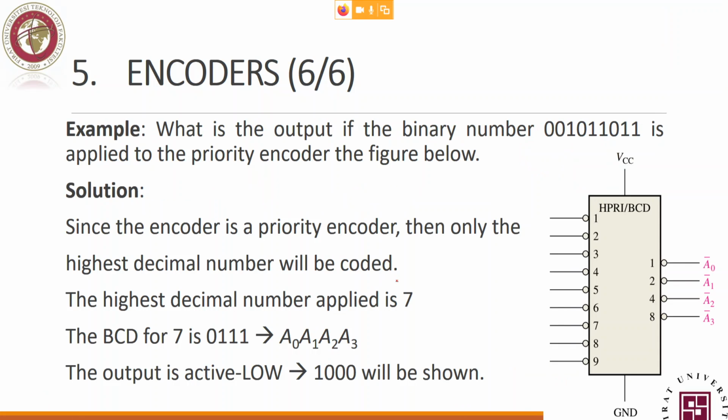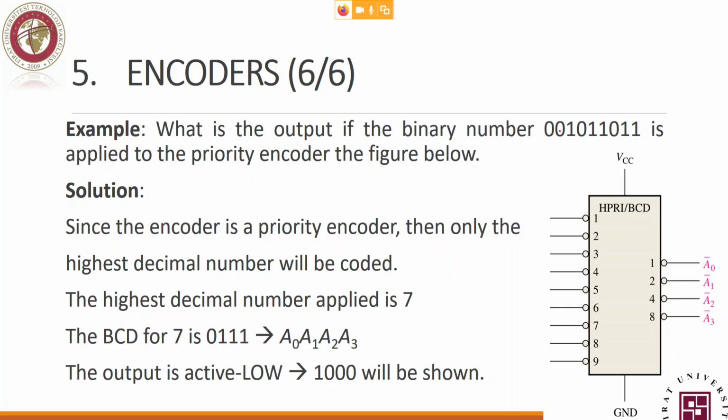All right, now look at this. I will just give you a simple example. Maybe we stop right here. Yes, after this example we will end the session. All right, now look at this. When we have this kind of priority encoder for the BCD, now what will we look for? We will look for the highest.